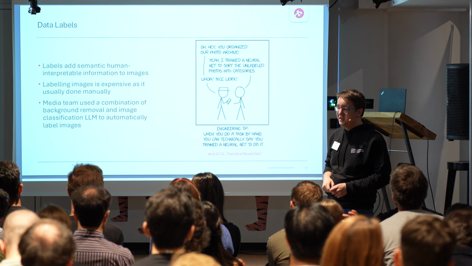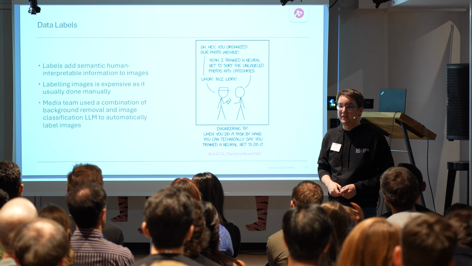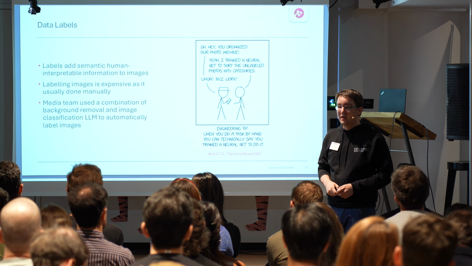Instead, they actually used an LLM as an image classifier, which worked quite well, I have to say. I was very surprised that this worked, and they did this all on their own. We did a little bit of support for them, but it was them actually doing this to label images. And how did they do it?